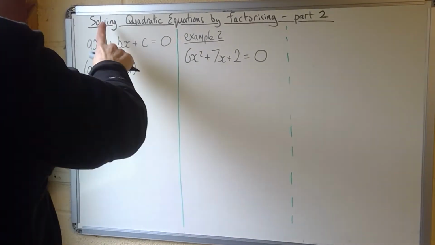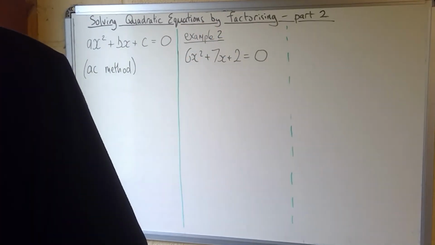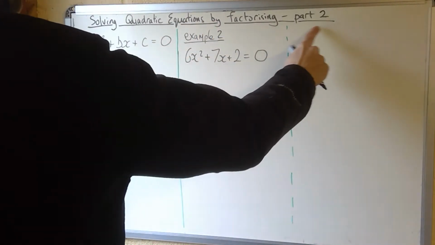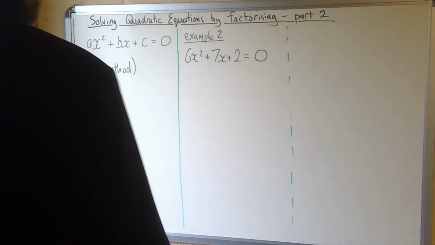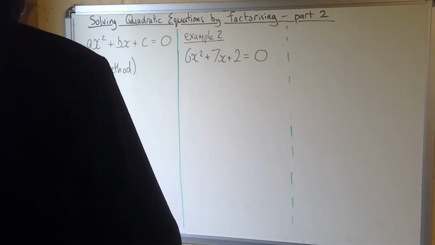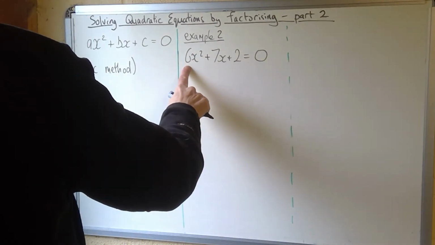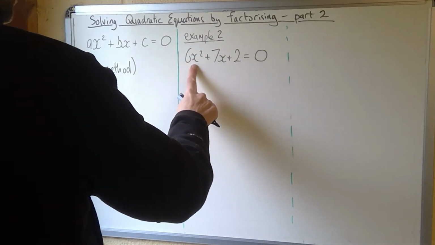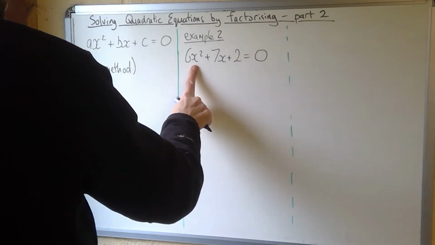Okay, today we're going to continue solving quadratic equations by factorising. You should already have seen part 1 in order to do part 2. These are slightly more difficult, and the difference is that this time there's a coefficient, a number in front of the x squared. All the ones we did in part 1 just started with x squared.